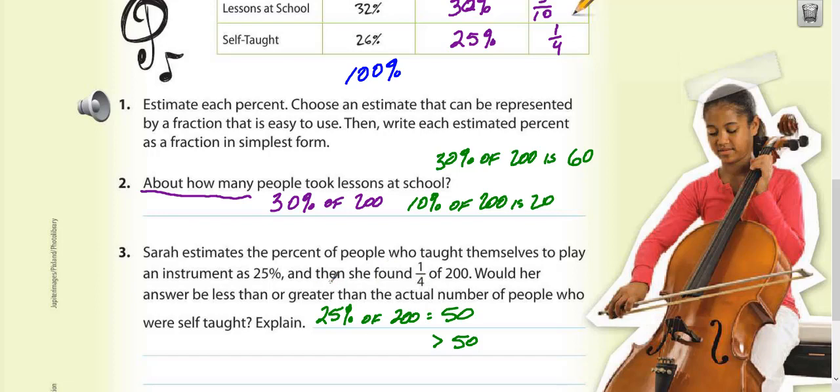So in this case, the question is, would her actual amount be more or less? And the reality is that the 50 she estimates would be less than the actual, which is another way of saying the actual would be more than the 50. All right, let's jump to the next page.